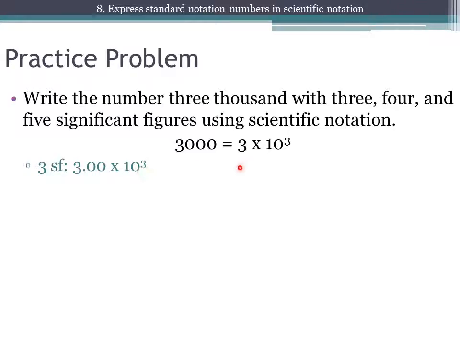Still 3,000. If I want 4 sig figs, 3.000 times 10 to the third. And then 5 sig figs, I just add another 0. So you can see the scientific notation can make it very easy to deal with your significant figures in situations where you have these trailing zeros, but they're before the decimal. It can make writing those numbers with the correct number of sig figs very easy.